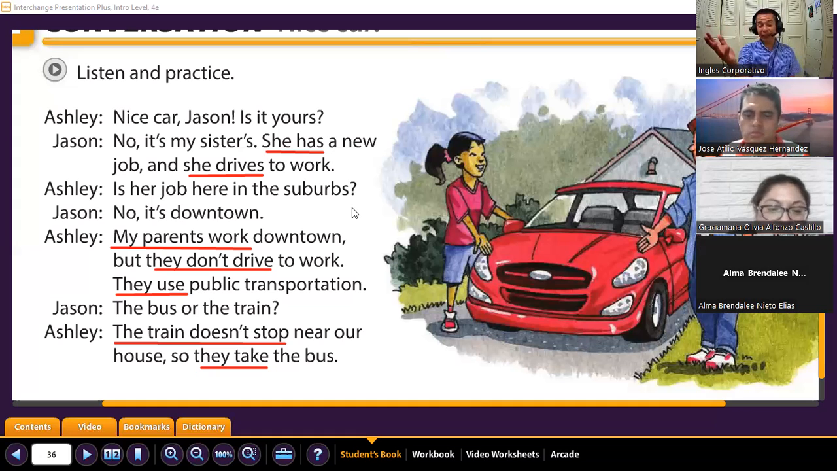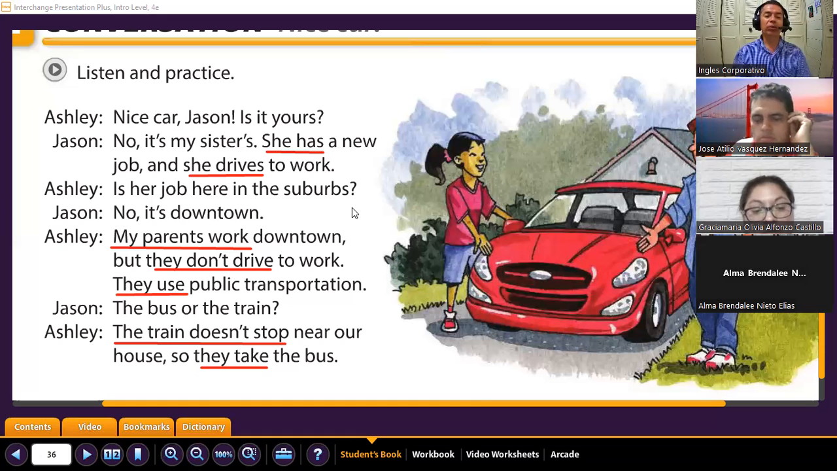Drive. Good. And in this case, it's negative. We say don't. We don't say doesn't. We say don't because it's they, right? They use public transportation. What is the subject? They. The verb? Use. Good. The train doesn't stop. Listen, stop. Don't say estop, right? No. Only stop. Student. School. Steven. In El Salvador, we say, Steven, vení. No, but the correct is Steven. School. Stop. So, what is the subject in the train doesn't stop? The subject?